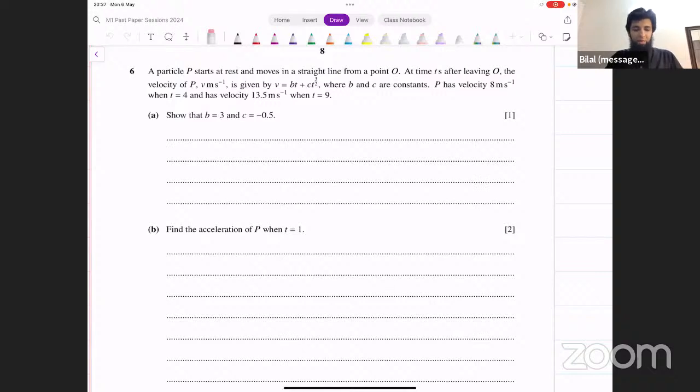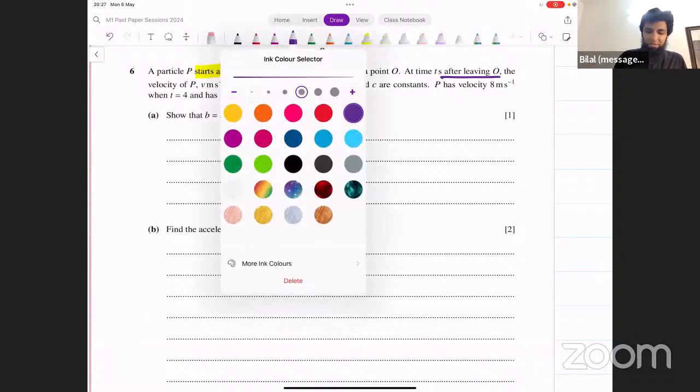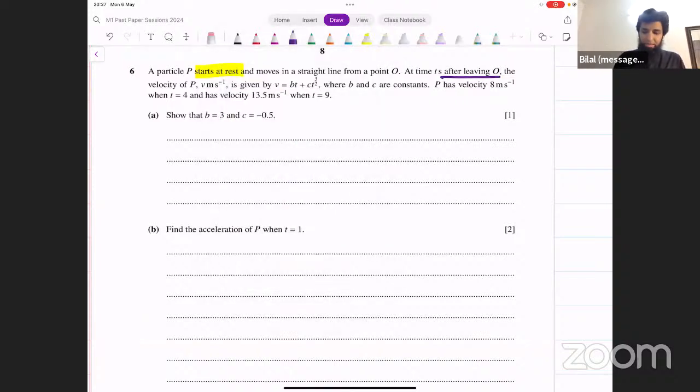It says, a particle P starts at rest, so it starts at rest, and moves in a straight line from a point O. At time t seconds after leaving O, the velocity of P, v meters per second, is given by this. Okay, so this is the velocity function. P has velocity 8 meters per second when time equals 4 and has velocity 13.5 meters per second when time equals 9. Show that B equals 3 and C equals minus 0.5.